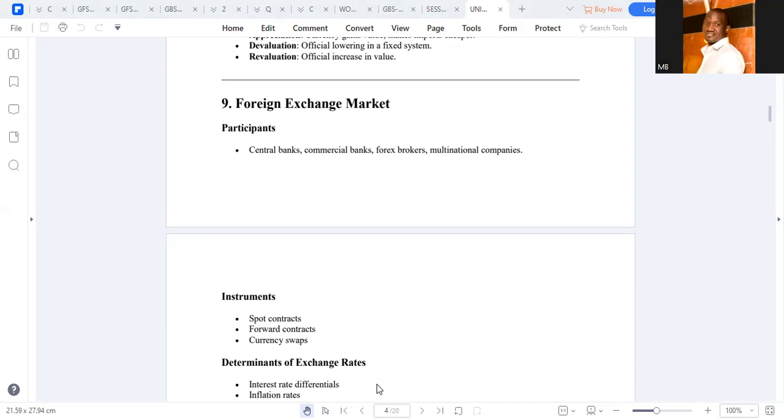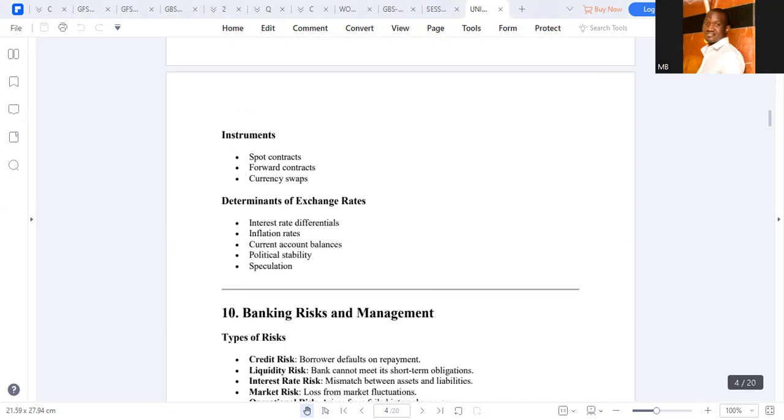So what are some of the determinants of exchange rates? We have the following determinants of exchange rates. Number one, we have inflation.